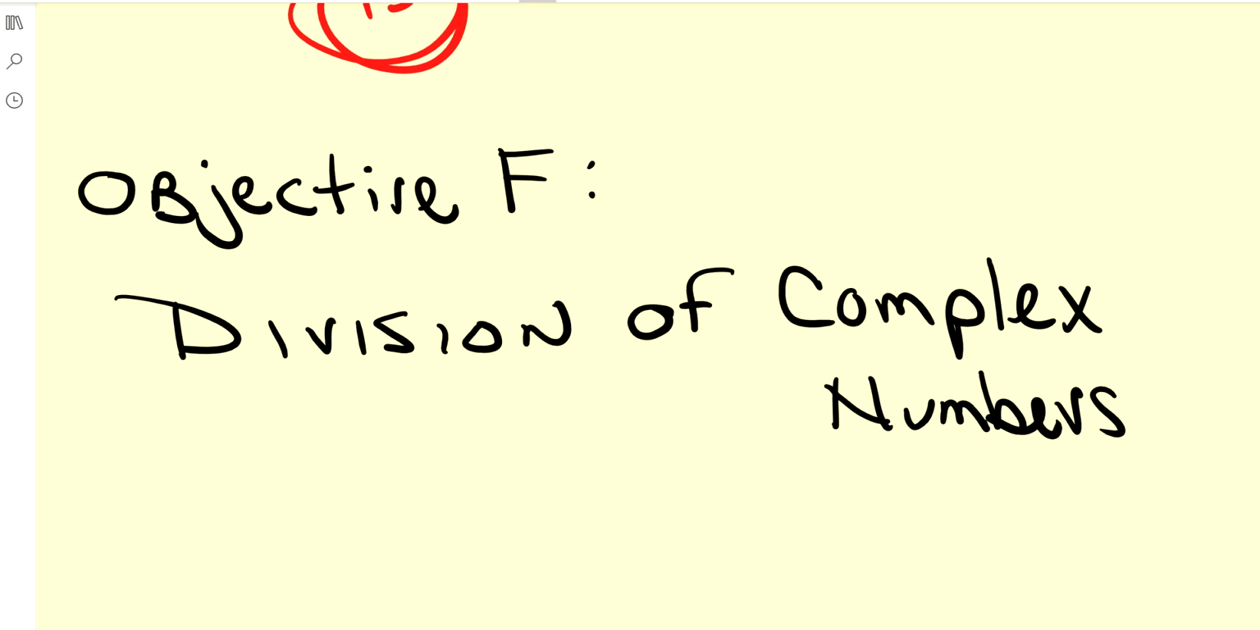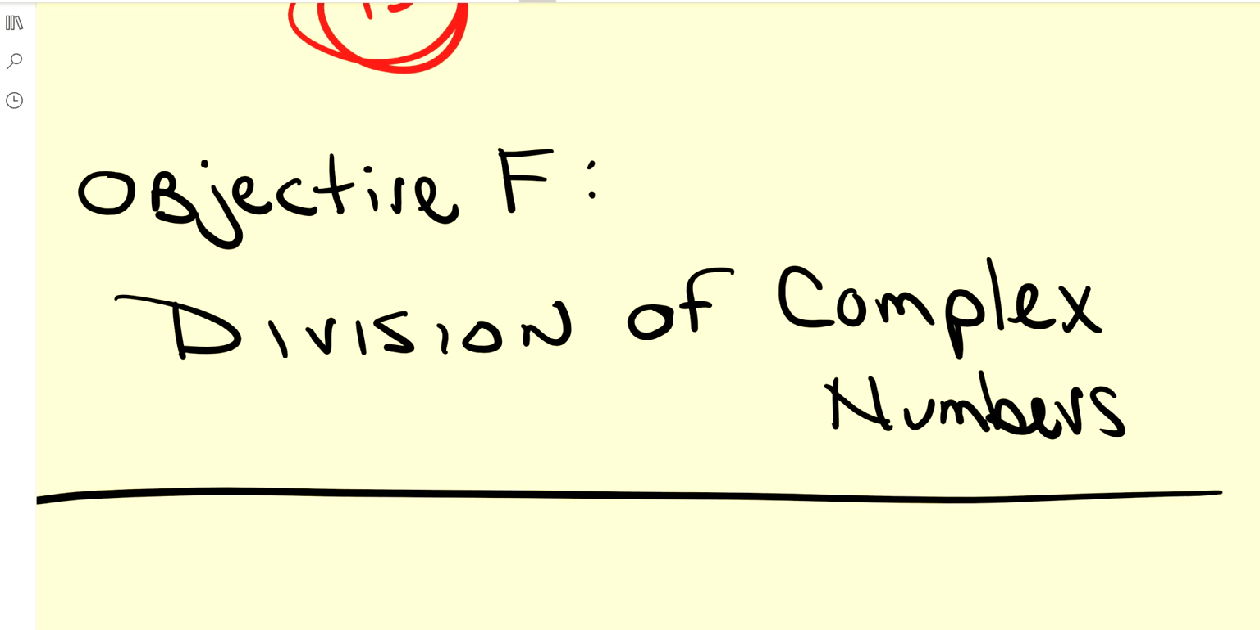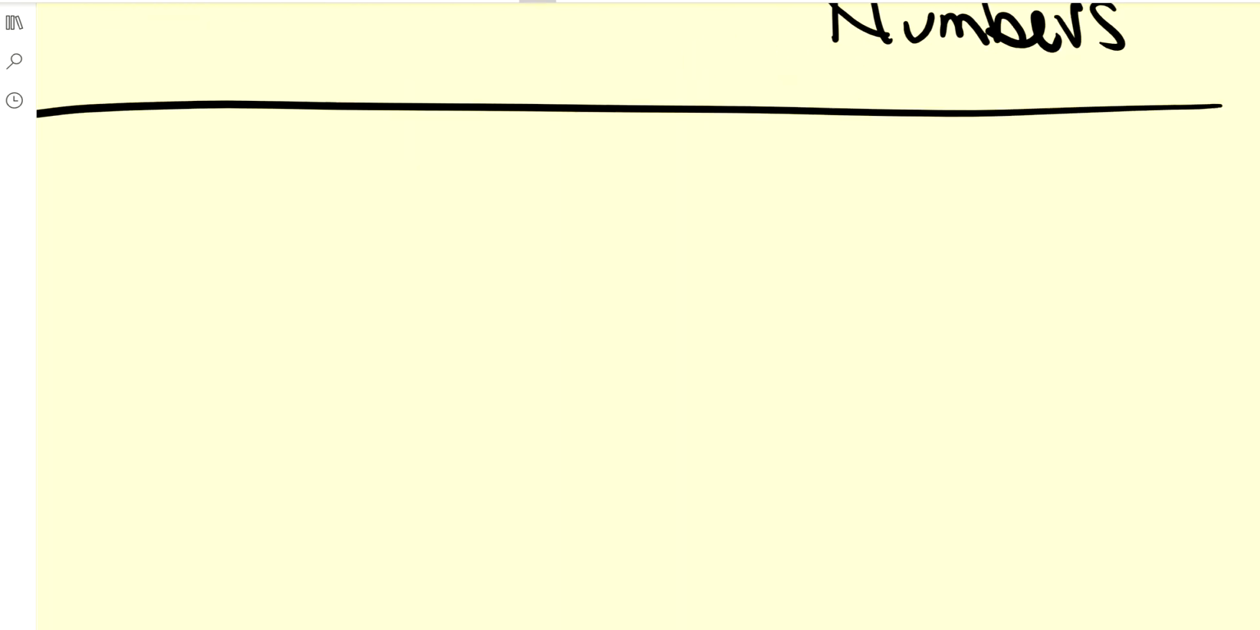All right, how about objective F? This is our last objective: division of complex numbers. Let's do a couple examples of division. And you've already done this before. What we're really dealing with here is the i's, especially i squared, because it equals -1. Okay, so let's try it.